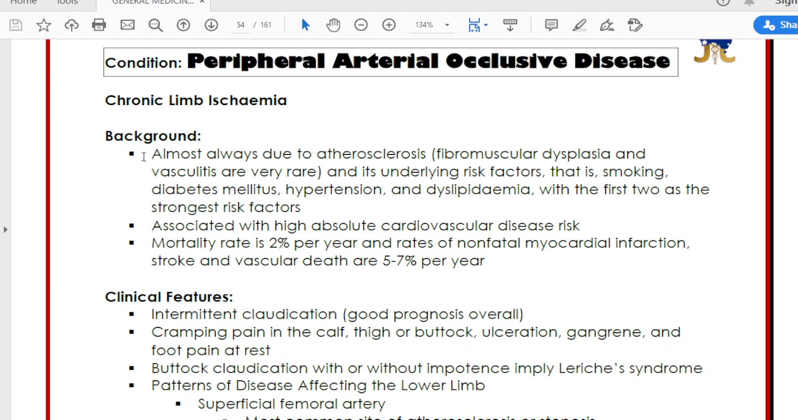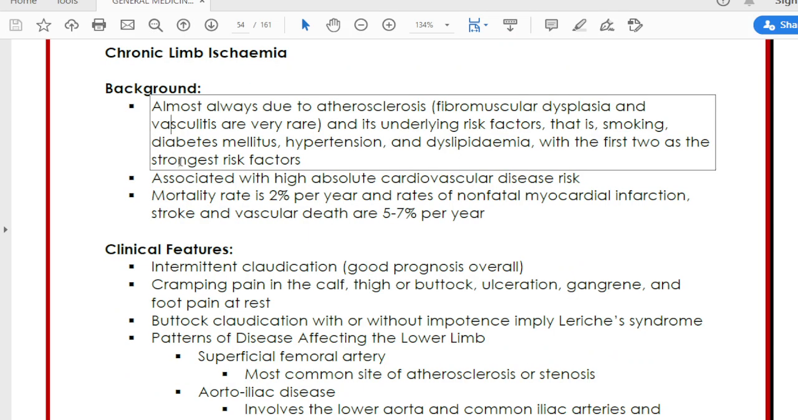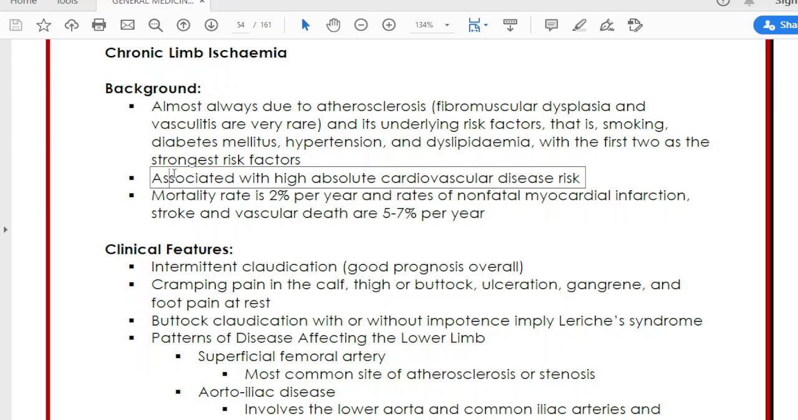Condition: peripheral arterial occlusive disease. Chronic limb ischemia. Background: almost always due to atherosclerosis; fibromuscular dysplasia and vasculitis are very rare. Its underlying risk factors are smoking, diabetes mellitus, hypertension, and dyslipidemia, with the first two as the strongest risk factors, associated with high absolute cardiovascular disease risk.